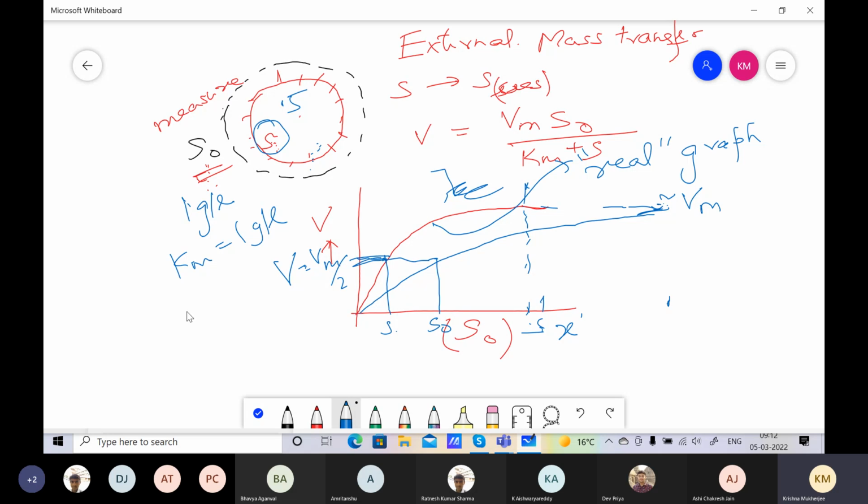So for all practical purposes, the only thing that has changed is Km. And so there is a Km apparent, exactly the way there was complete inhibition, even in the situation of external mass transfer. So you see the similarities between the two methods.